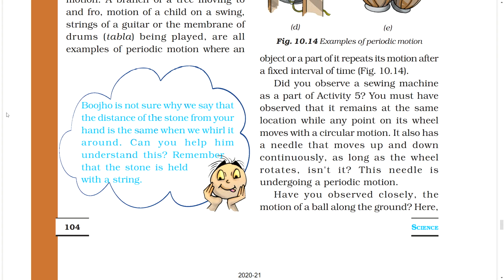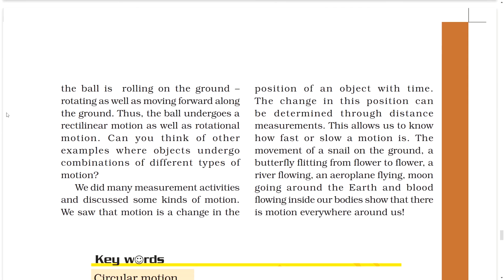Have you observed closely the motion of a ball along the ground? Here, the ball is rolling on the ground, rotating as well as moving forward along the ground. Thus, the ball undergoes a rectilinear motion as well as rotational motion. Can you think of other examples where objects undergo a combination of different types of motion?